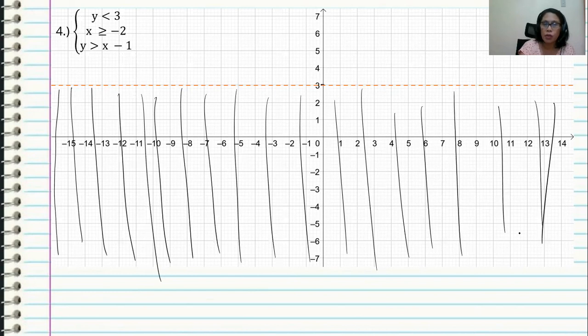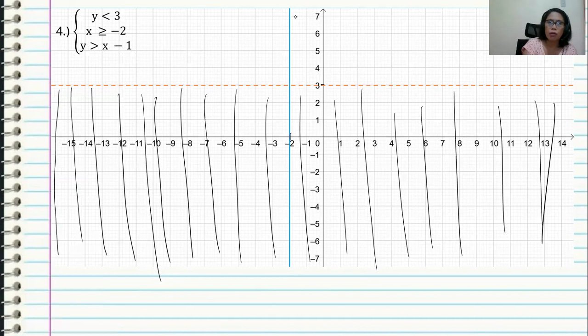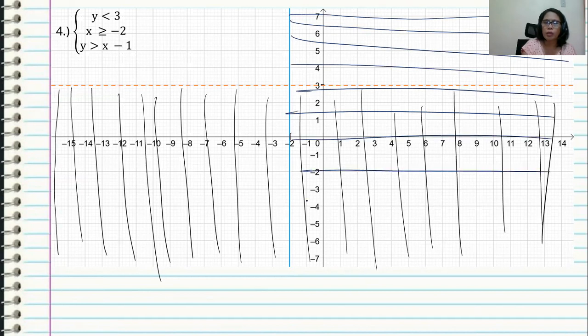And then we have x is greater than negative 2. So from negative 2 here, we will draw a vertical solid line. So this is the graph for this inequality. And we're going to shade the right portion of the vertical line to represent the solution set for that inequality. So we have this, this, this, this, and this.